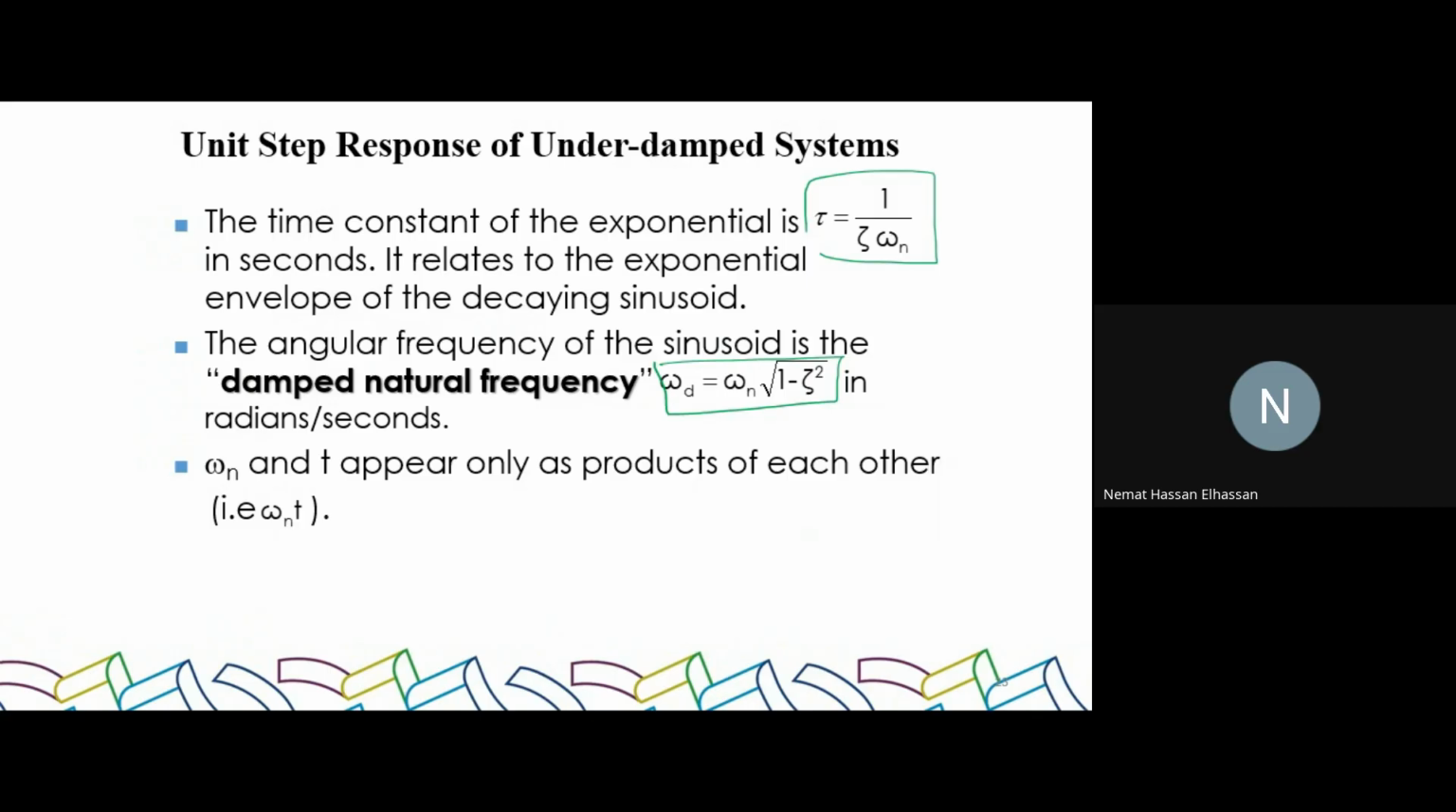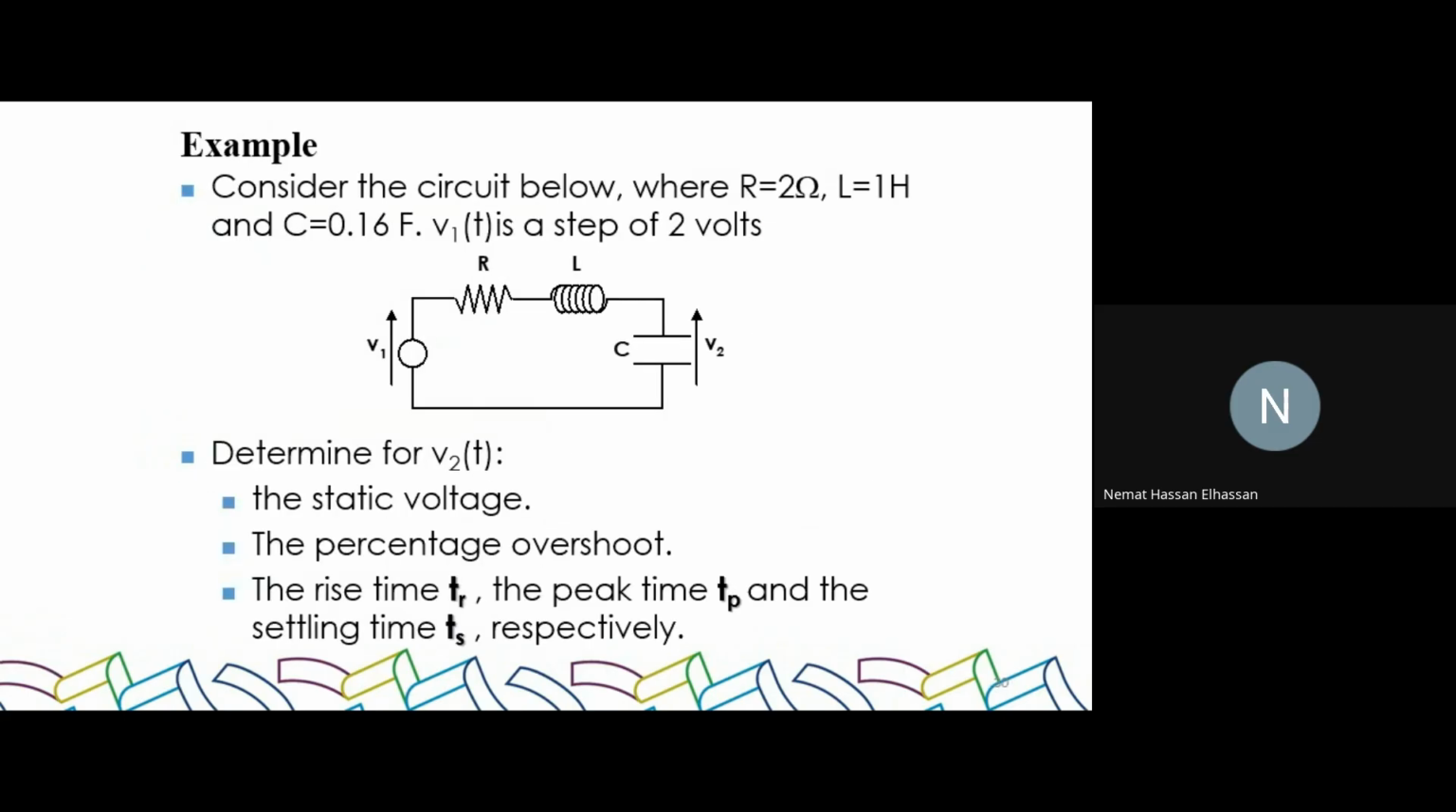Now with that, let's have a quick example. Let's look at the circuit diagram. It's the same circuit that we had earlier, the series RLC. And this can give you a hint of what to expect during exam questions. It will not be just evaluate one thing. It will be: determine for V2, A, the static voltage, B, the percentage overshoot, C, the rise time, peak time, and settling time. So you're given a circuit, you're given values for components, you're given the input value, you're told that the output is V2, and then you're told to find all of these values.